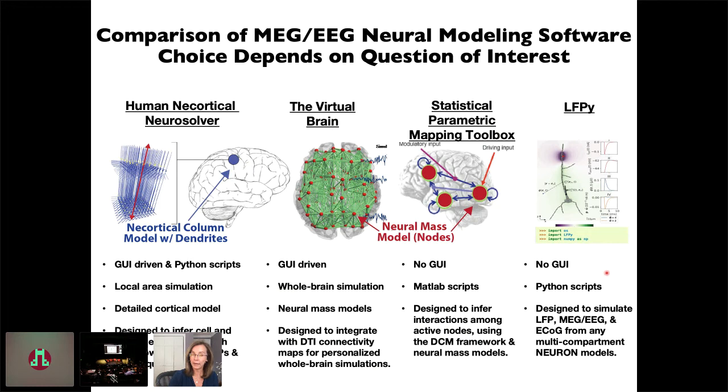There's also LFPy. LFPy is distributed with Python scripts, and it's designed to simulate LFP, MEG, EEG, and ECoG from any multi-compartment neural model. It's really designed for people that have experience using the neural modeling software NEURON and simulating LFP, MEG, and EEG from any neural model, whereas right now in our software you're getting our predefined template model. We're actually using some of the LFPy framework in some of our model expansions. So again, these tools are all fantastic, and they have unique features, and which one you choose really depends on the question that you're trying to address.